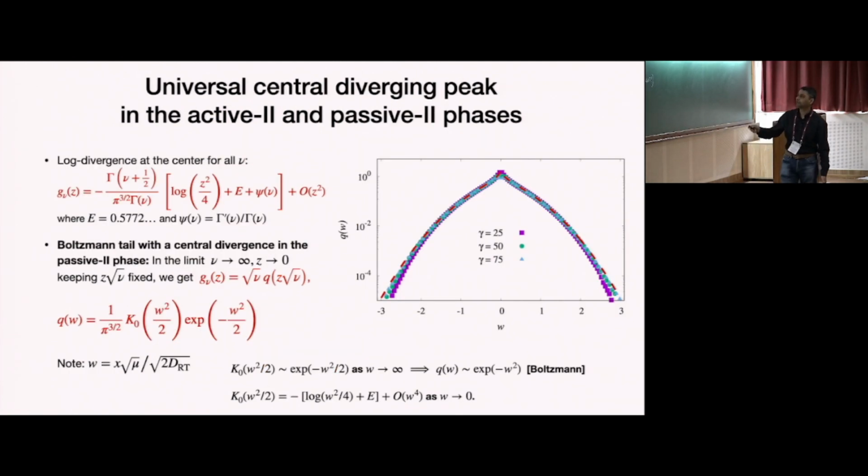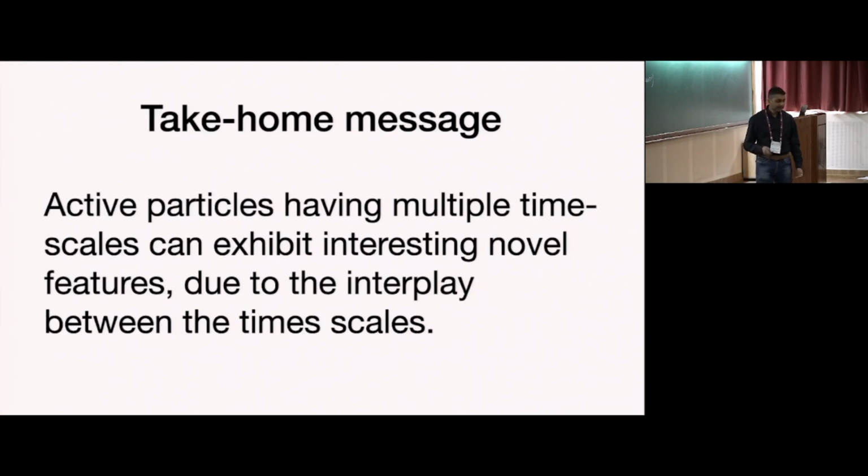Okay, so you can in fact find out more detail, and you can show that this scaling function has a Boltzmann-like tail, but it has a logarithmic divergence at the center, basically. Okay. So the take-home message is basically that active particles having multiple time scales can exhibit interesting novel features due to the interplay between those time scales.